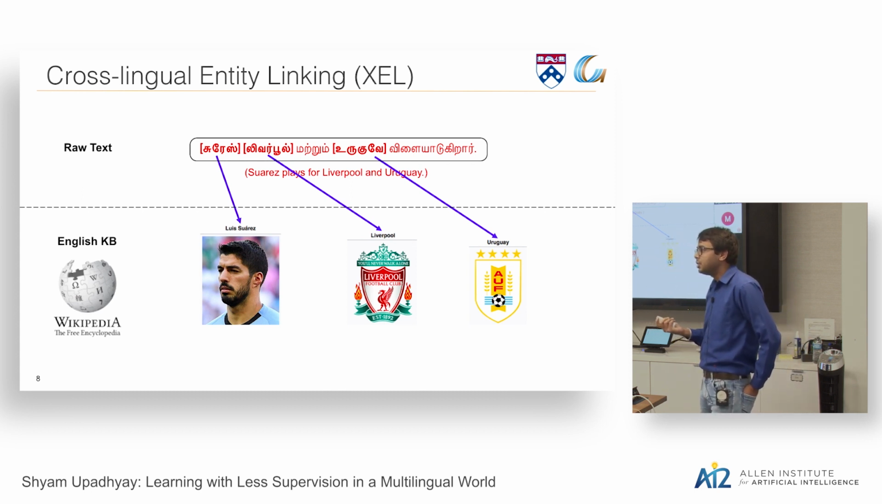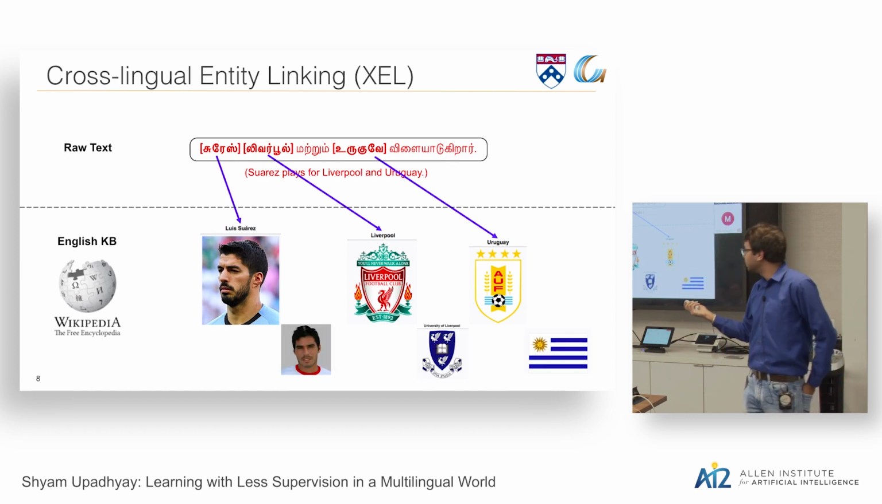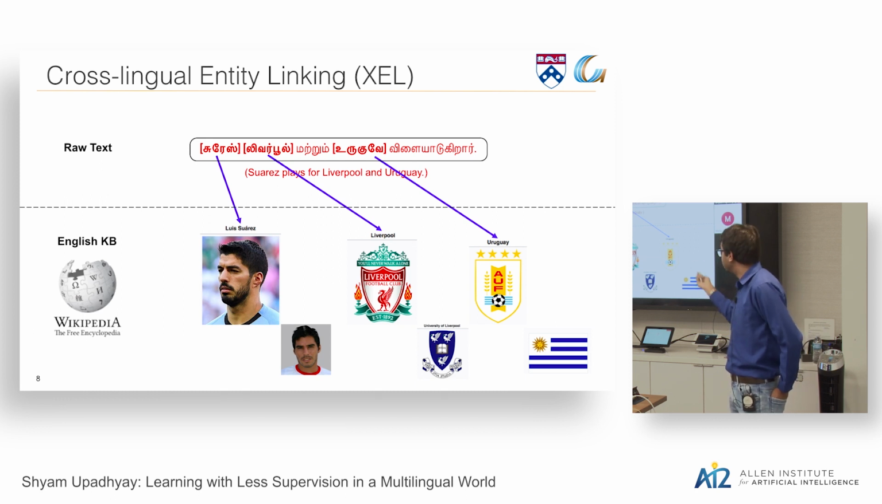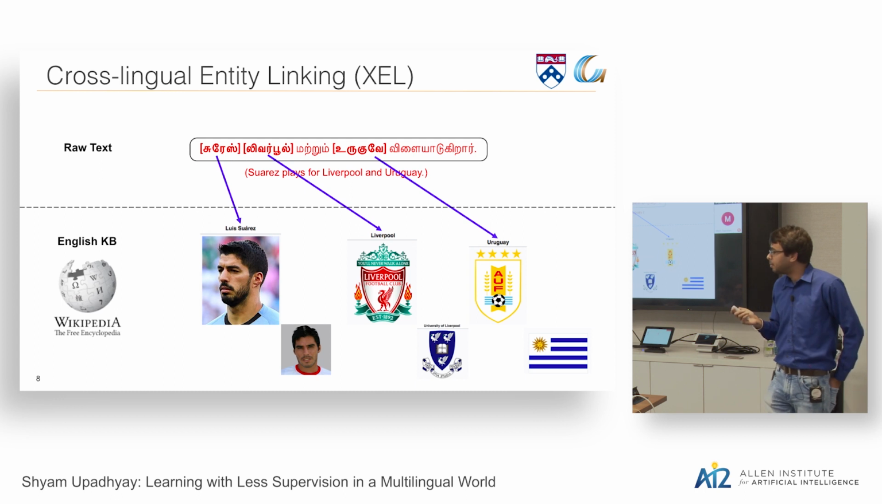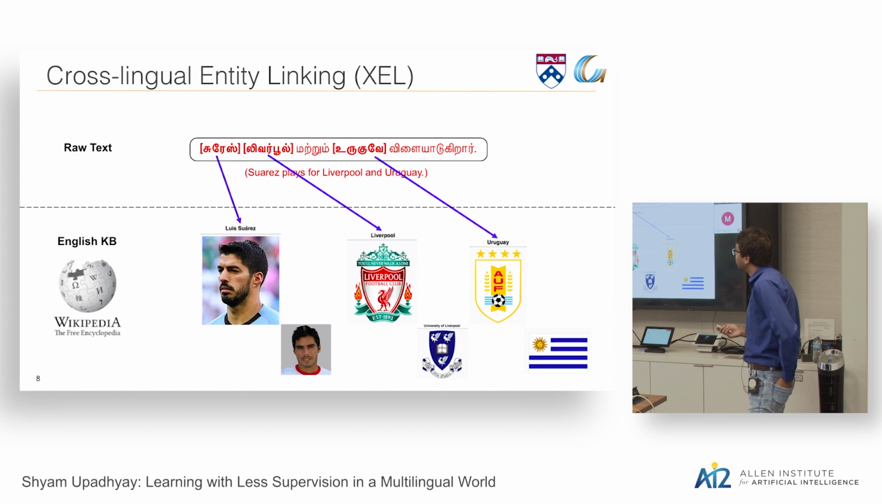And this task is challenging, firstly, because you have to deal with ambiguity. You don't want to link to Suarez's elder brother or the University of Liverpool instead of the football club. And there's an additional challenge. Because this is a cross-lingual setting, you'll have limited supervision. And to appreciate that, let's take a quick detour and see how entity linking is done in English.